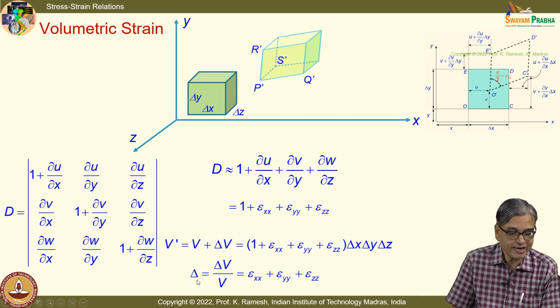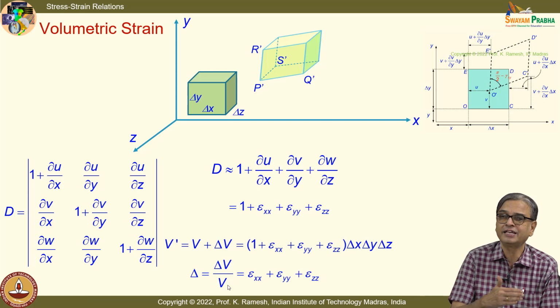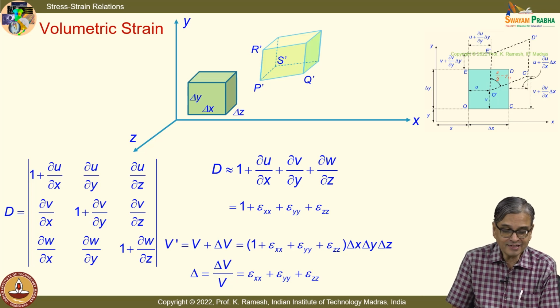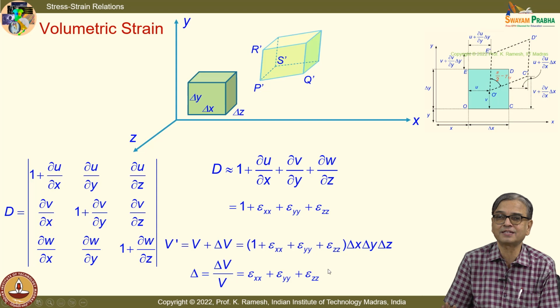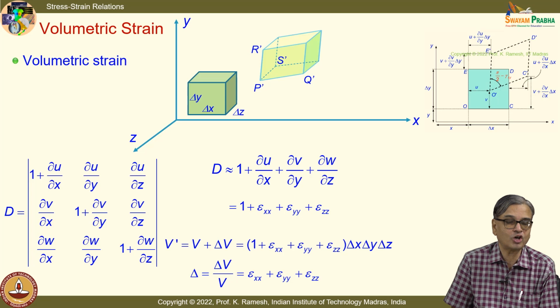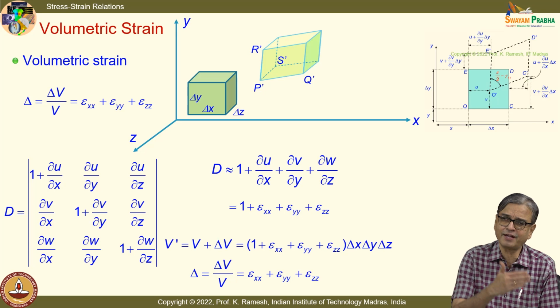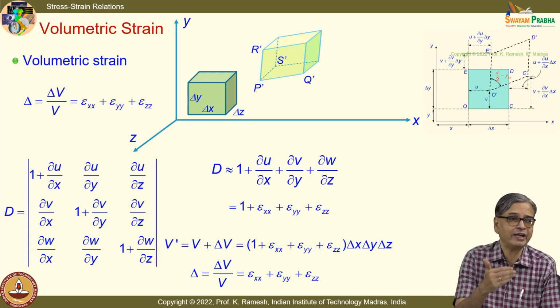And when you want to write delta, which is labeled as delta V by V, like you have the extensional strain, change in length divided by original length, here it is change in volume divided by original volume. I get this very famous expression. It is nothing but the addition of the axial strains, epsilon xx plus epsilon yy plus epsilon zz. So, this is known as the volumetric strain, and this is a very famous expression that we have determined in a very systematic fashion.